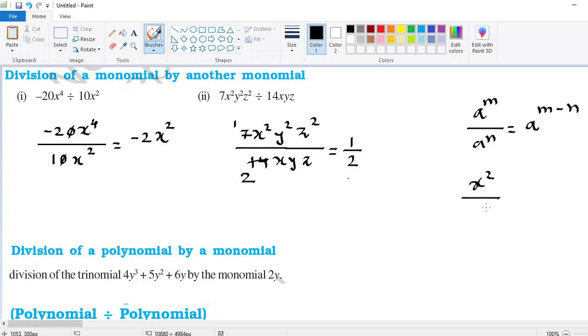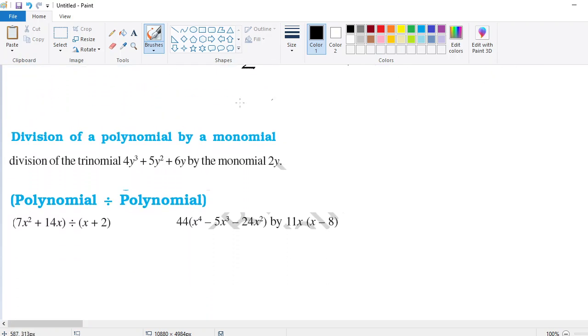This x square upon x, no power is written here, means the power is 1. So by using this law, this simplifies to x raised to 2 minus 1, that is x raised to 1. If the power is not written, that power is 1. Also, y square upon y means y raised to 2 minus 1, that is y raised to 1, which can be written as y. And same with z, z square upon z is equal to z raised to 2 minus 1, that is z raised to 1, which can be written as z. So this is how we can divide a monomial by another monomial.